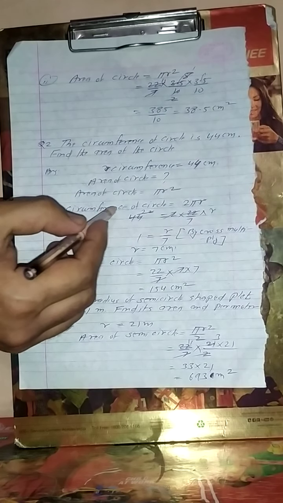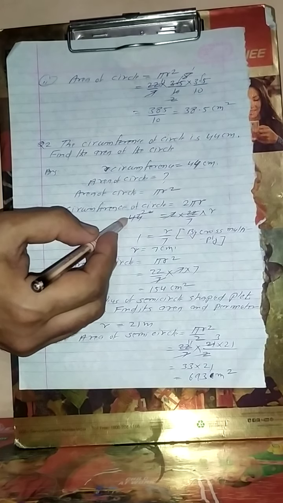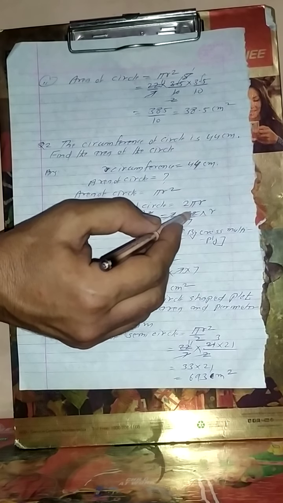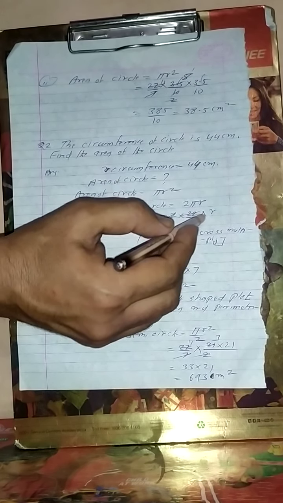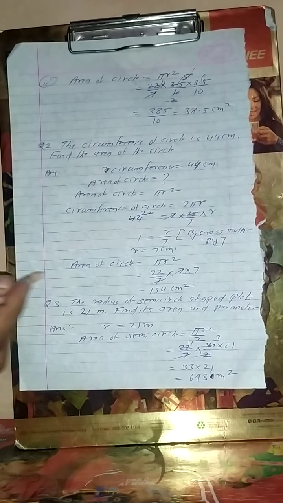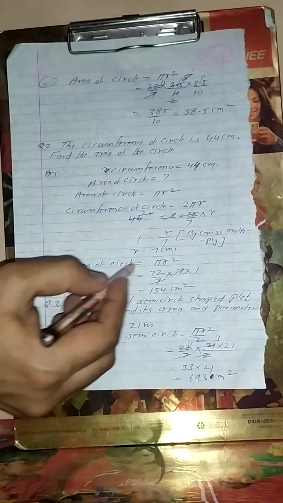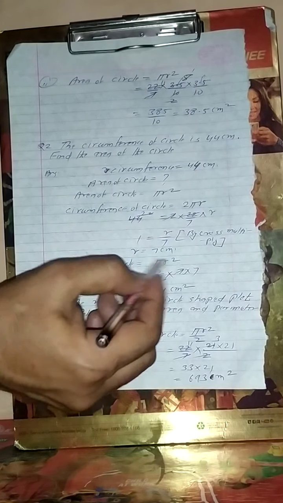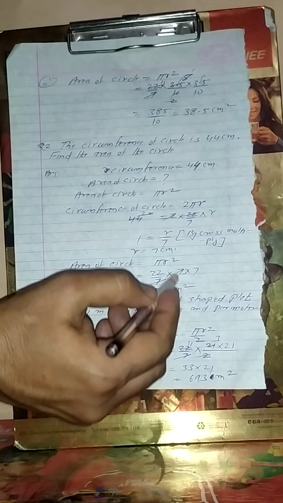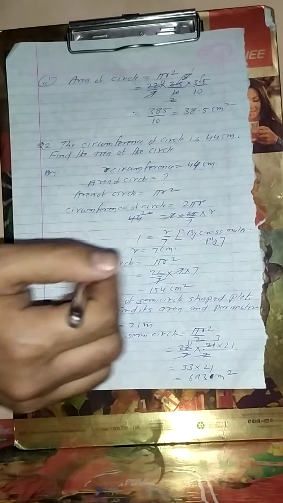So we apply circumference of circle equal to 2 pi r. We put circumference 44 equal to 2 into, then we put the value of pi 22 upon 7 into r. Then after calculating we find r equal to 7. Now we easily calculate the area of circle equal to pi r square, and we put the value of the radius 7, and after calculating we obtain the area of circle equal to 154 square centimeter.